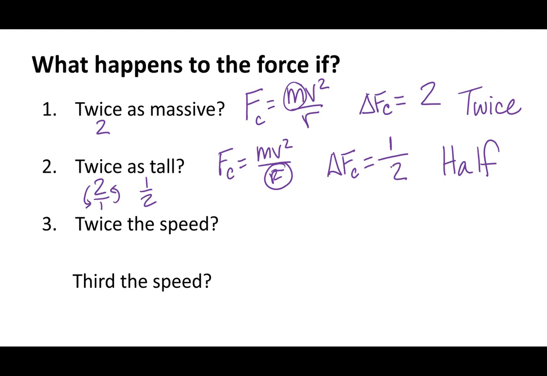All right, how about twice the speed? So FC equals mv squared over r. Well, twice the speed, that's up here now, and it's squared. All right, so that change in centripetal force is going to be 2 squared. So if he could make his leg move twice as fast, he could provide 4 times that force, which would be quadruple.